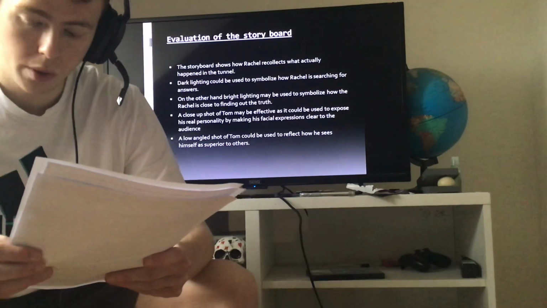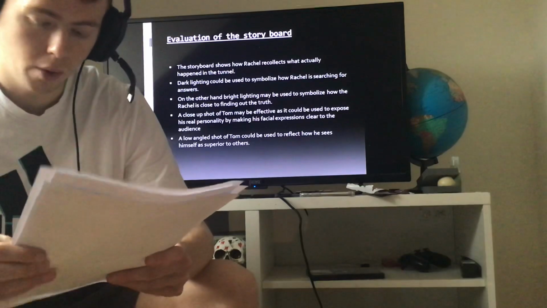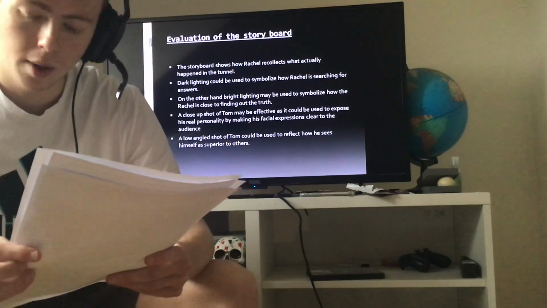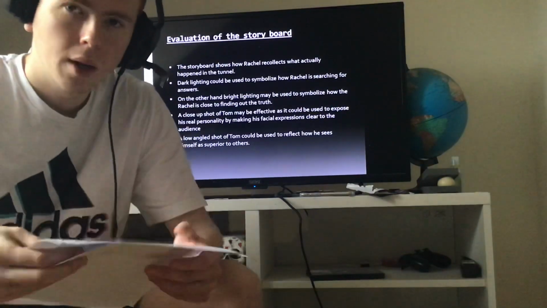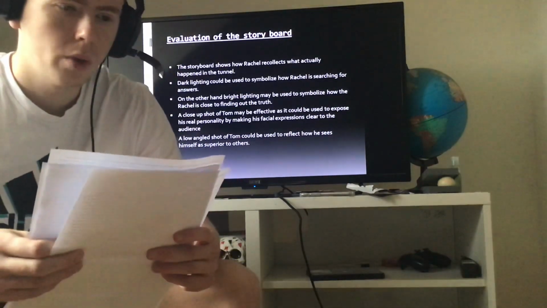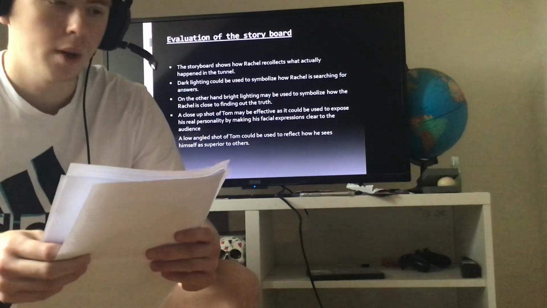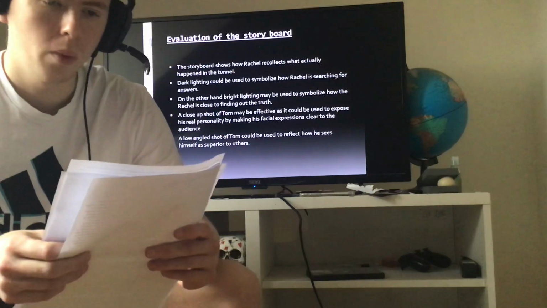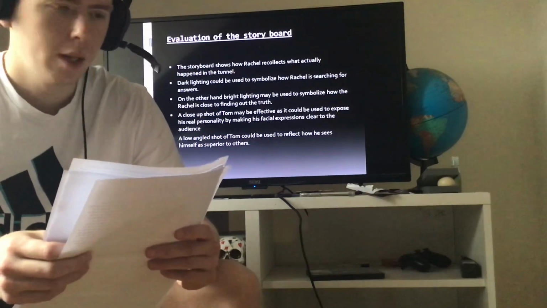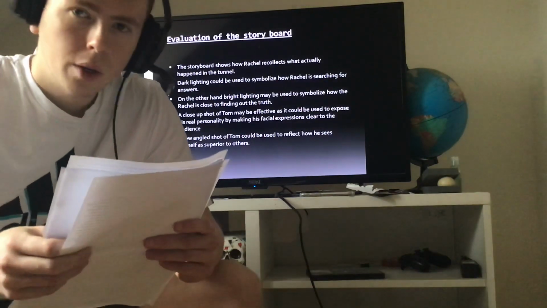The first shot shows Rachel entering the dark tunnel, which has been shaded to indicate the dark use of lighting. To some extent, this would be an effective use of lighting, as by having Rachel walk through the darkness, it would symbolise how she was going to find out previously unknown answers, as darkness can be used to symbolise the unknown due to its nature, causing poor visibility. However, to some extent, this may not be an effective use.